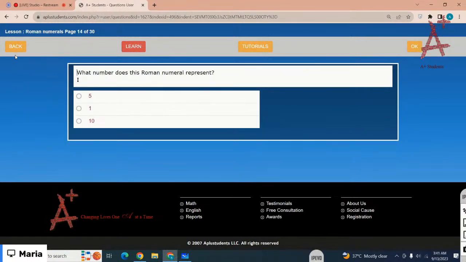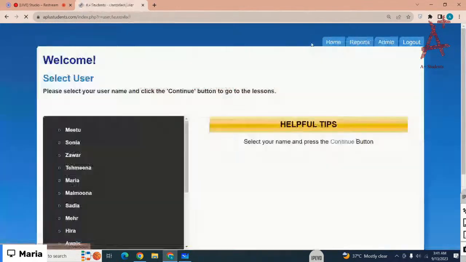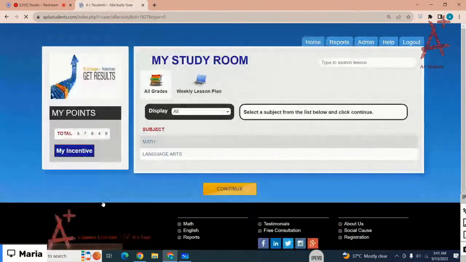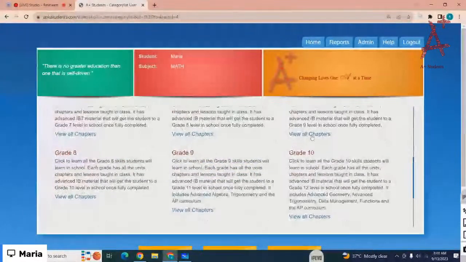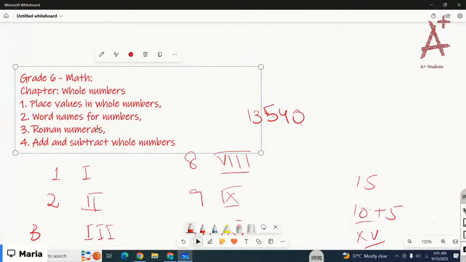Okay, you can complete the lesson by yourself today. So we're working on grade 6 math. The chapter we're working on is whole numbers. The lessons we did are place values in whole numbers, word names for numbers, and Roman numerals. So please make sure before the next session you complete all the practice questions for the lessons we did today. That is your homework, right?